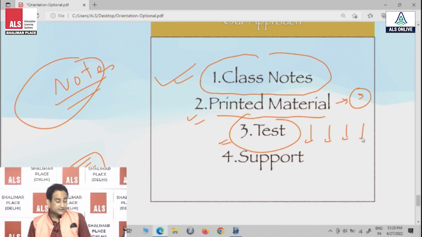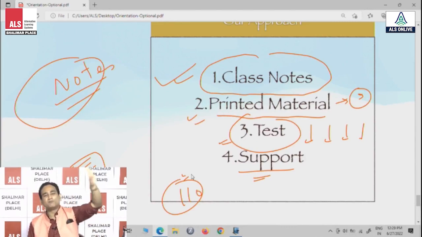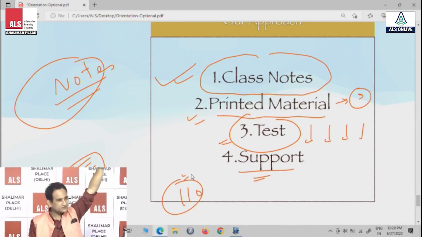Fine. Then support, right? See why support is required: because in history or any optional, you have limited classes. Suppose we have around 110 sessions, but still a teacher like me can feel that I have not added this dimension in, suppose, Ashoka. So we would be connected. Suppose I have completed Mauryan and I am teaching you Gupta, but I remember one dimension which I missed. So when I am in touch with you, I can send you: please add this dimension also.